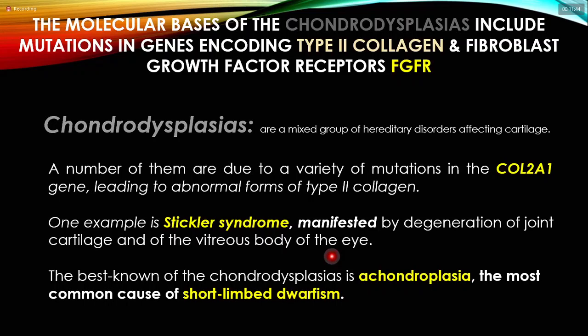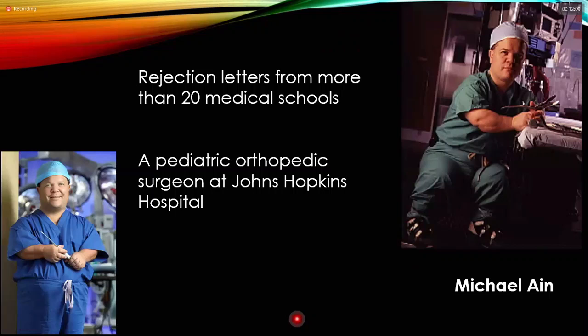As a common example, the best known chondrodysplasia disorder is the disease known as achondrodysplasia or achondroplasia, which is associated as a manifestation with what's called short-limbed dwarfism. It's a kind of dwarfism that is related to the short limb phenotype. In other words, these people have short legs.